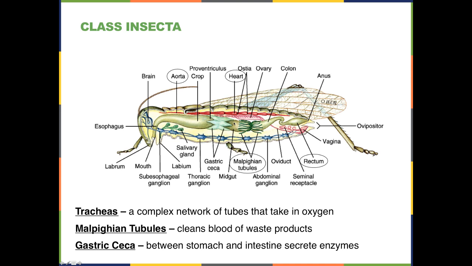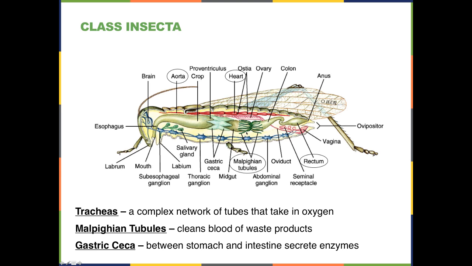Now in an insect, it also has a heart here, and the blood passes from the heart into these areas, and the circulatory system is an open circulatory system that allows blood to pass out. And here you have the various ganglia or nerve cell groups that supply nervous impulses throughout the insect.